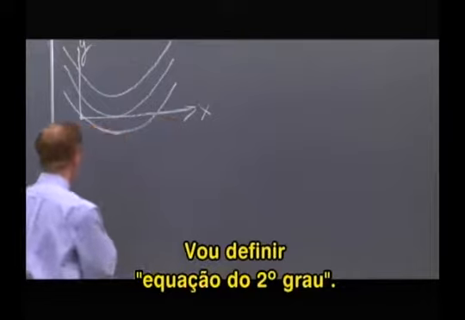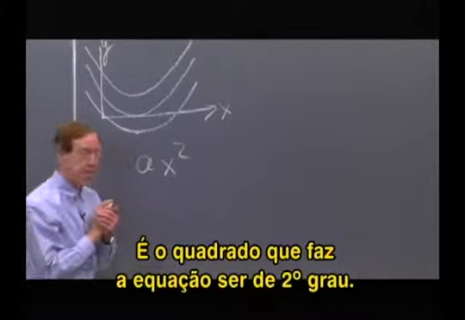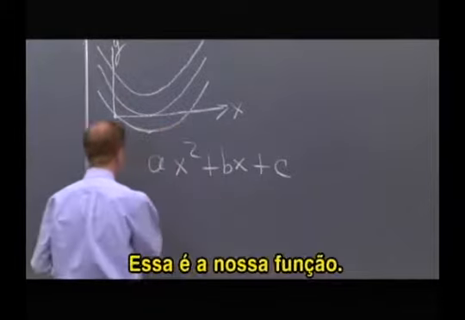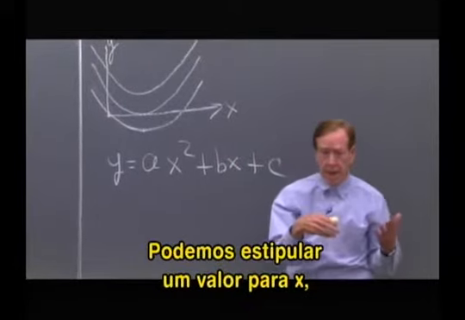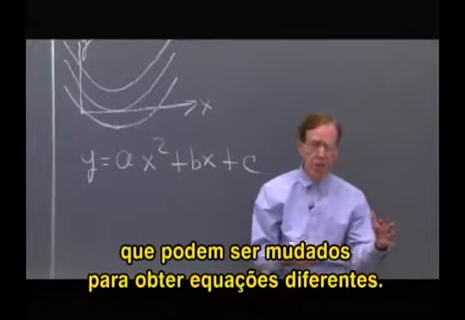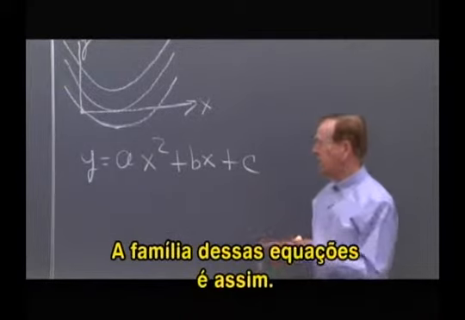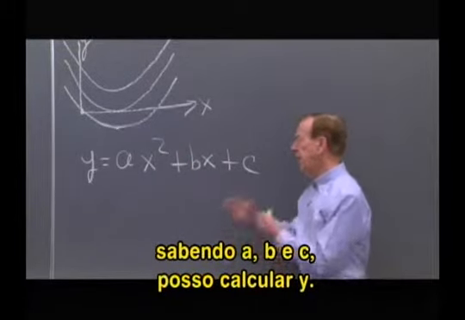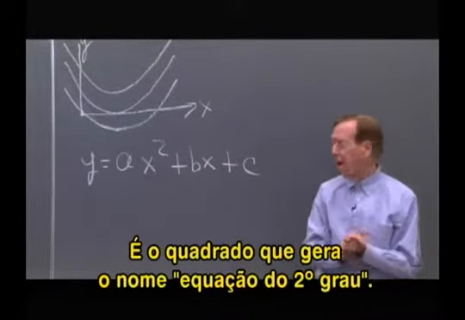Let me say, what is a quadratic? There's an ax squared. It's that squared that makes it a quadratic, and a b times an x, and a c, a constant. So that would be our function. If you give me an x, these a and b and c are numbers, and you'll see I'll change those numbers to get different quadratics. But this is the whole family of quadratics, and if you give me an x, and I know a and b and c, then I can figure out y. It's that squaring that makes the word quadratic come into this.